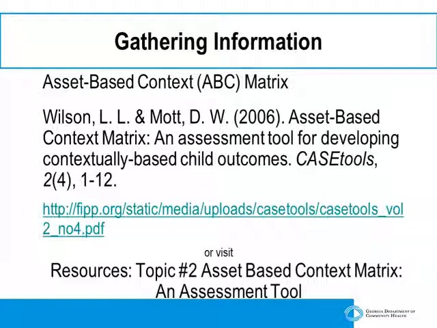The Asset-Based Context Matrix, or ABC Matrix, specifically identifies child strengths and interests, activity settings within the home, community, and early childhood settings, and then leads to a conversation about meaningful and functional interactions, current participation, and then possibilities for enhanced participation in existing and new activities.